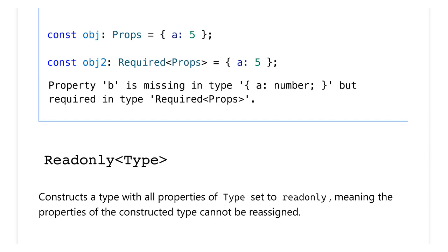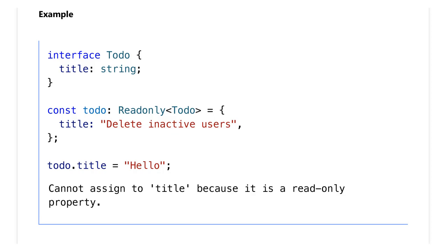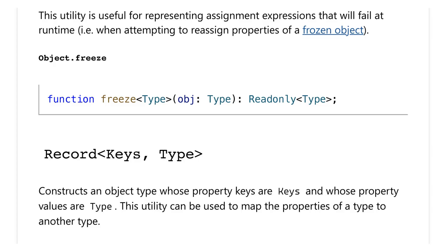Readonly<Type> constructs a type with all properties of Type set to readonly, meaning the properties of the constructed type cannot be reassigned. Example: interface Todo { title: string; } const todo: Readonly<Todo> = { title: 'Delete inactive users' }; todo.title = 'Hello'; Cannot assign to 'title' because it is a read-only property. This utility is useful for representing assignment expressions that will fail at runtime, i.e. when attempting to reassign properties of a frozen object.